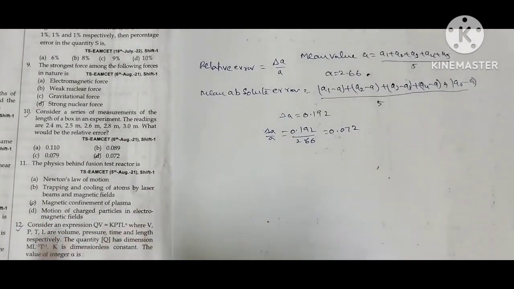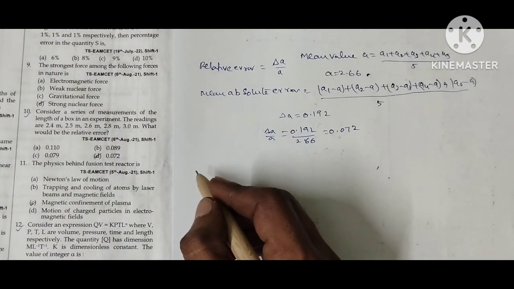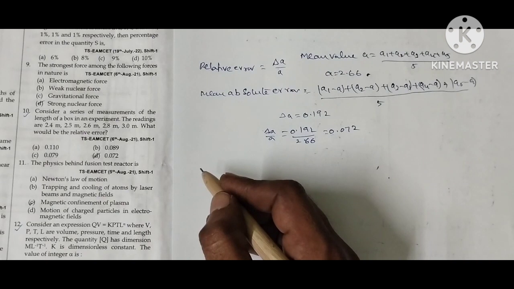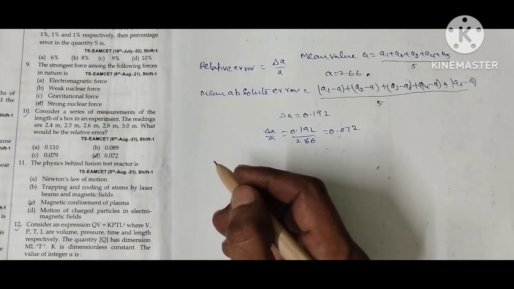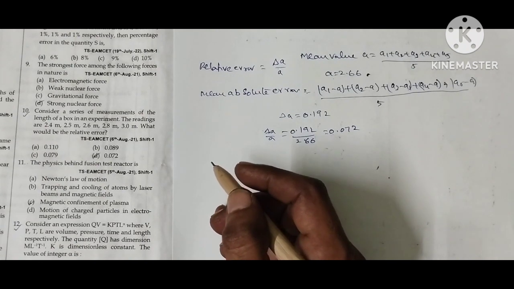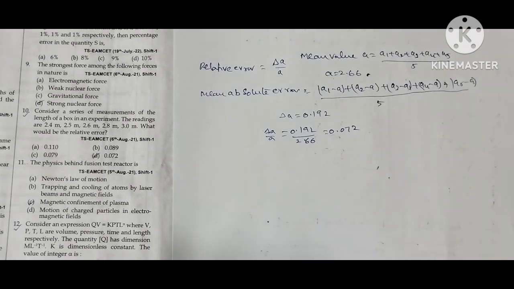Next will be similar to the previous question, 6th question. This is also the same thing. Consider the expression QV is equal to K P T L power alpha, where V, P, T, L are volume, pressure, time and length respectively. The quantity Q has dimensions of M L power minus 1 T power minus 1, and K is a dimensionless constant. You have to find the value of the integer alpha.